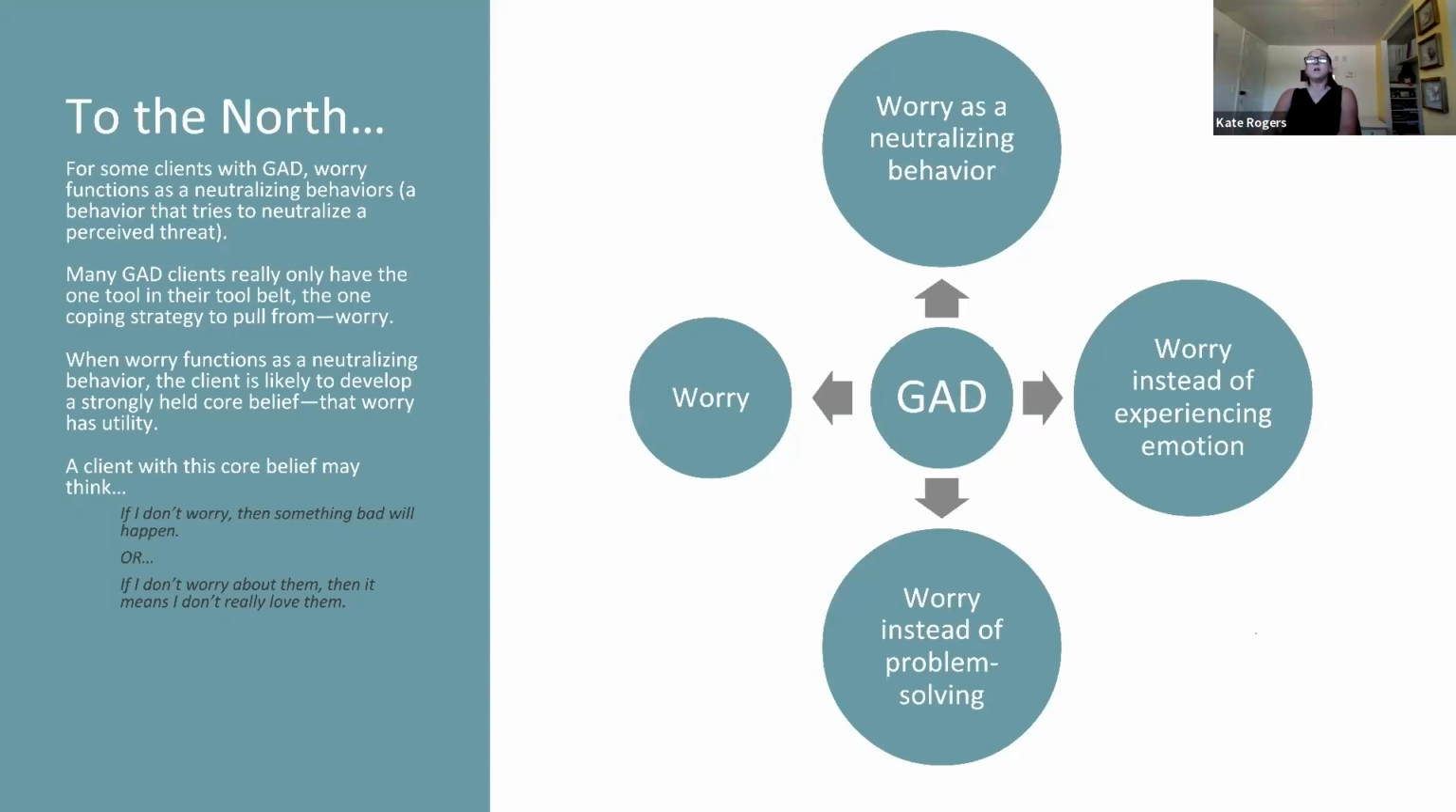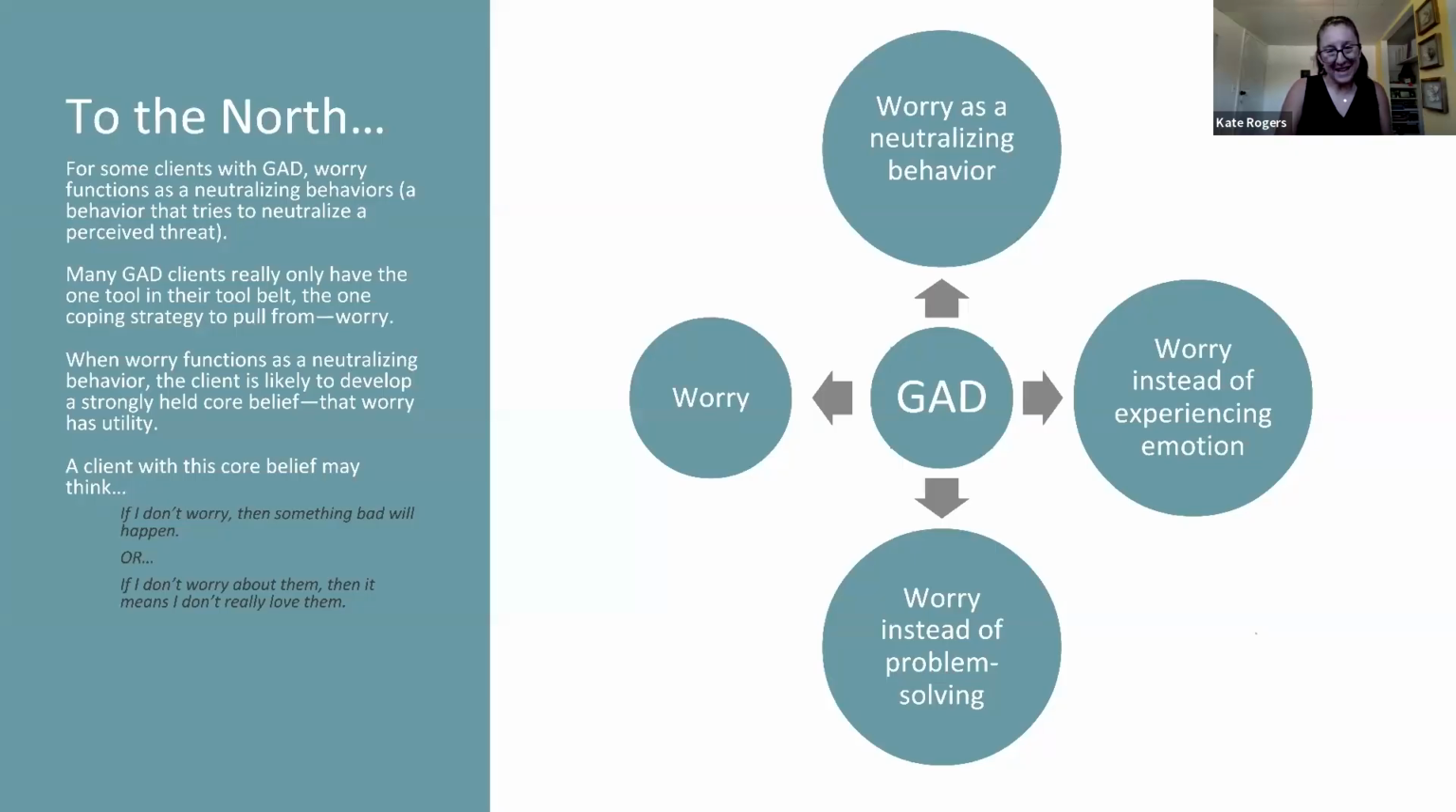Neutralizing behavior. Now, when I say worry as a neutralizing behavior, remember that one of those hallmark features to look for with GAD is that this is someone that says worry is their go-to coping strategy. So let's break down why. Why is worry functioning as a neutralizing behavior in our GAD clients?